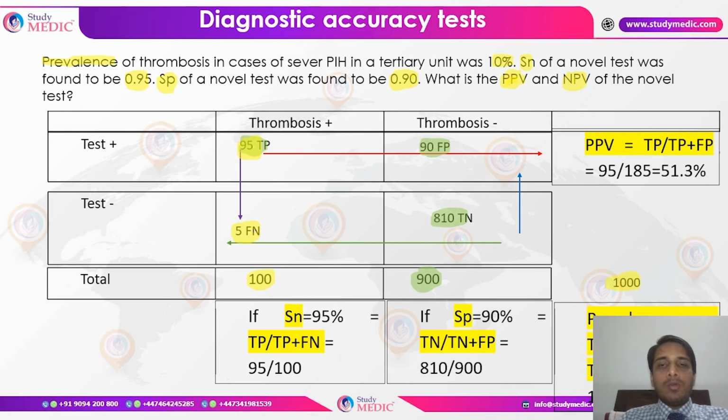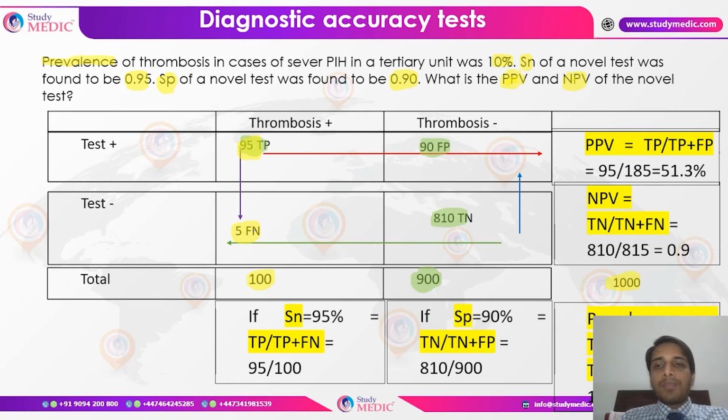Negative predictive value, look at the right to left arrow. What is this? Out of those who are tested negative, how many are not having the disease? 810 do not have the disease out of 815 who are tested negative. True negative by true negative plus false negative. It is around 90%, the negative predictive value. So you can see, once we know 2 to 3 aspects here, sensitivity, specificity and prevalence, we can calculate the positive predictive value and negative predictive value by just filling the table and understanding the concept.